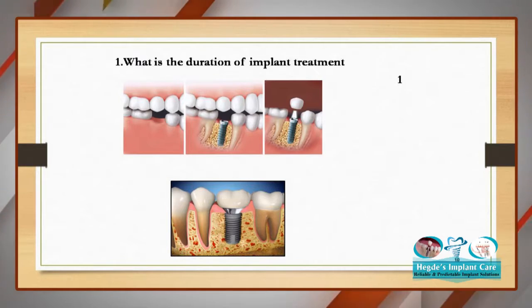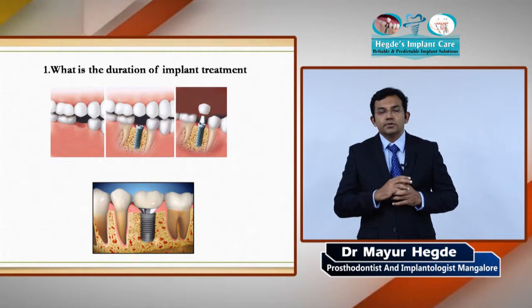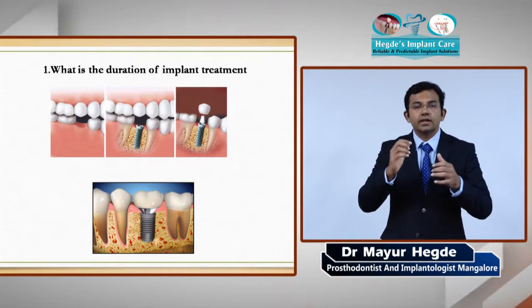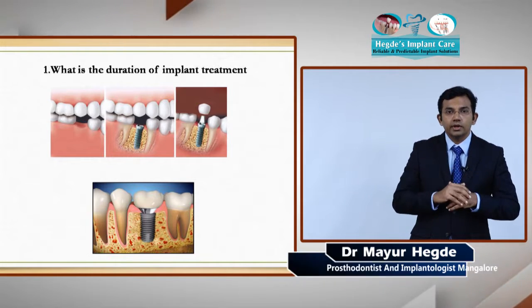As you can see in the picture, when we place a dental implant, the procedure is to open up in that particular area. We place the titanium screw or the dental implant, we close it, we wait for some time for it to integrate, and then we place the crown. So what is the waiting period? How many appointments do you have in the implant treatment?